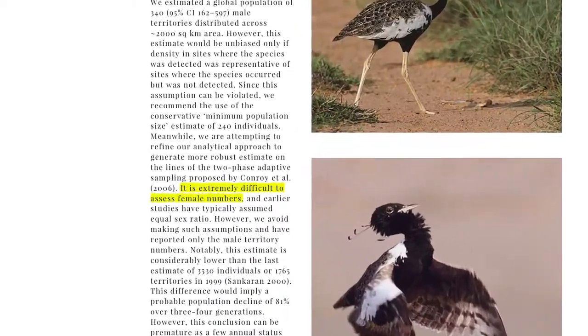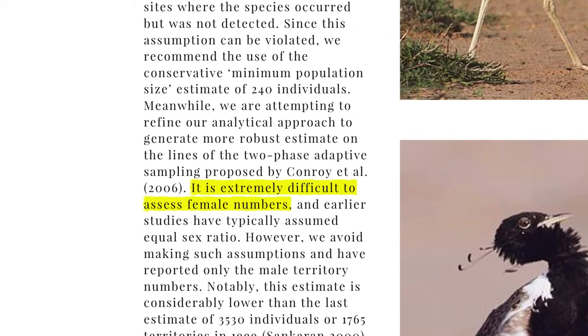This slide gives us another point. We have already seen this point, but because it is separately mentioned in this report, I've highlighted it. It says it is extremely difficult to assess the number of female lesser floricans, and this we have already seen why. The males are easier to assess because of their lekking behavior, and females are highly elusive. So whatever numbers you get around the population size of this species, whether it is 240 or 250 to 340, this is the estimate range. These are the males that they are talking about. The females, we don't know how many females of this species are there.